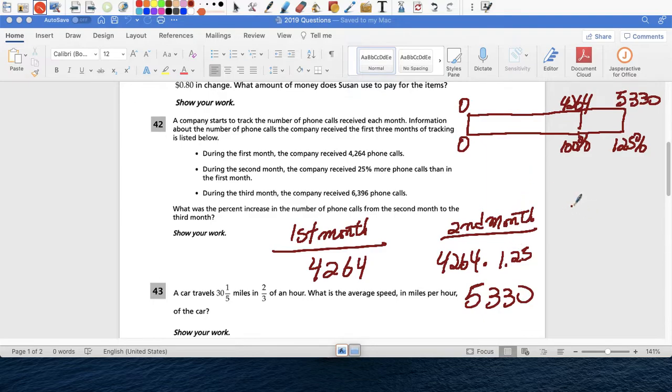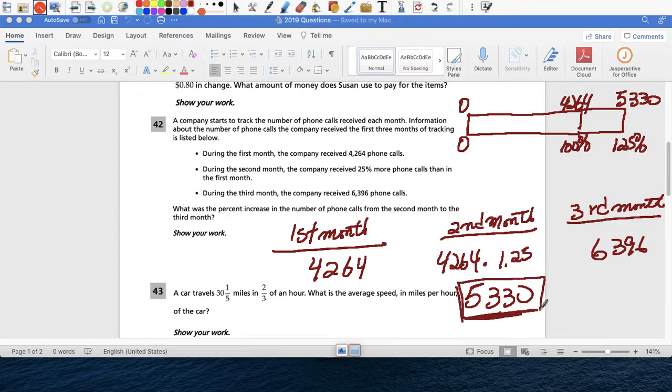And then the third month, we received 6,396. So what's the percentage increase in the number of phone calls from the second month to the third month? So we needed to find this number because now we're going to compare. Again, new minus old over old. So percent of change. Obviously, the number of calls went up, so this is going to be a positive answer.